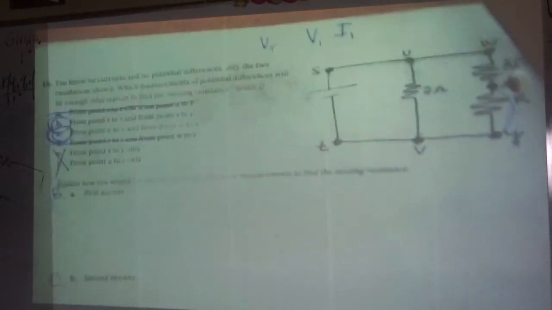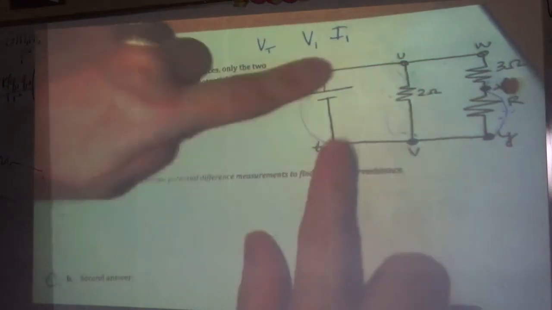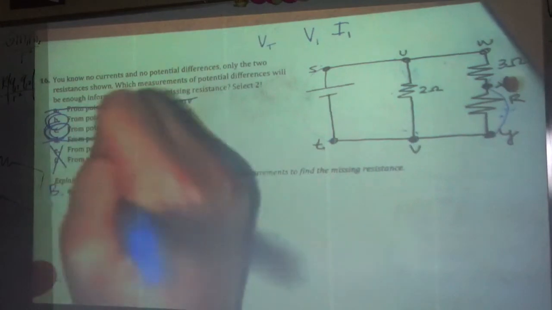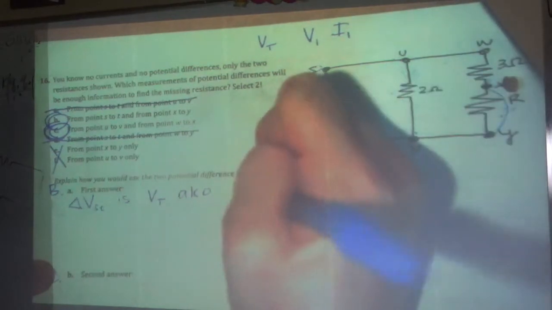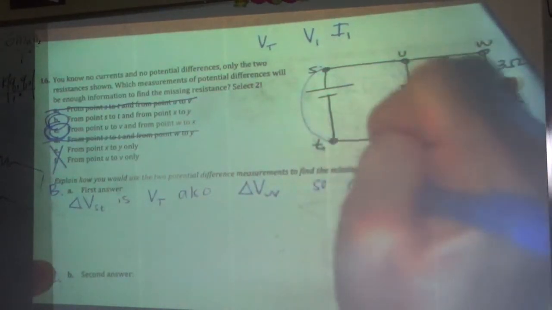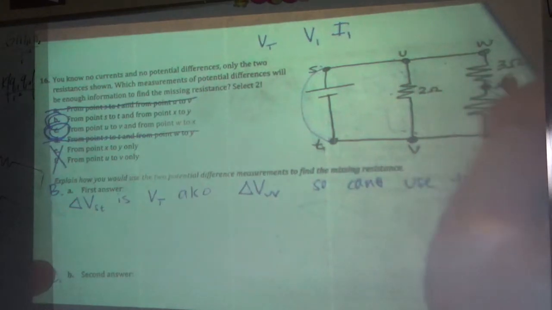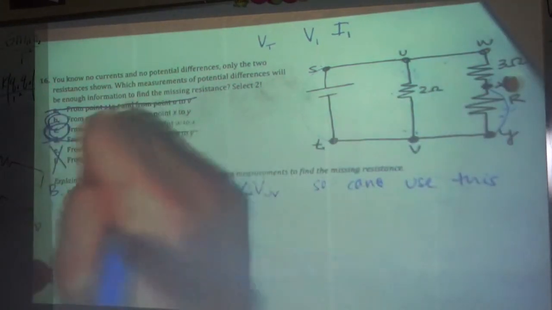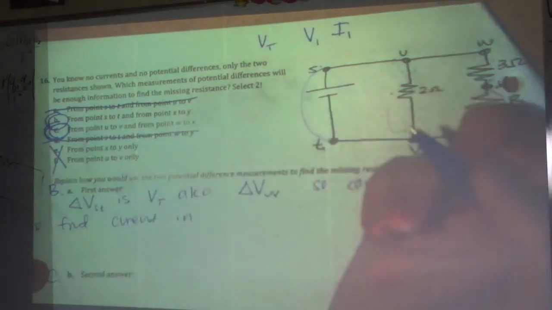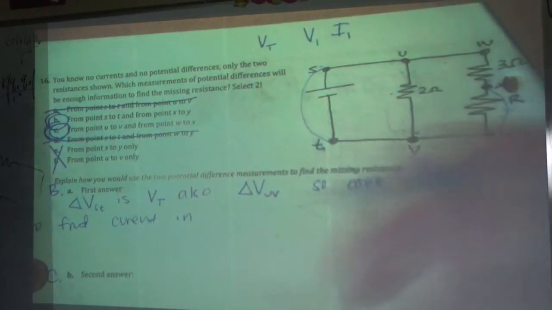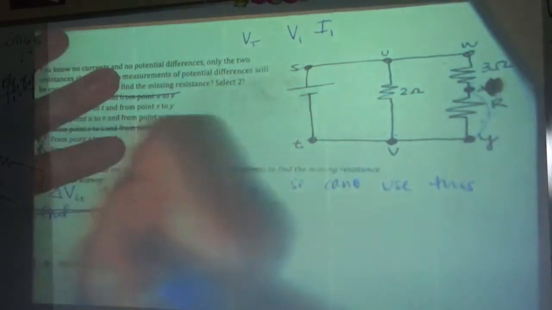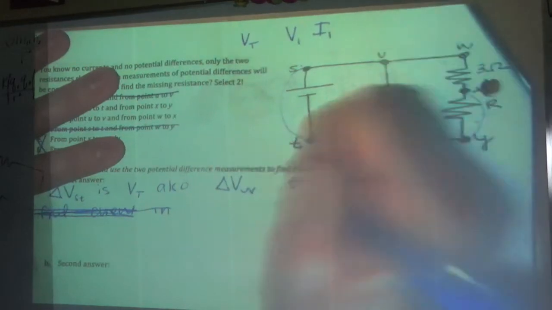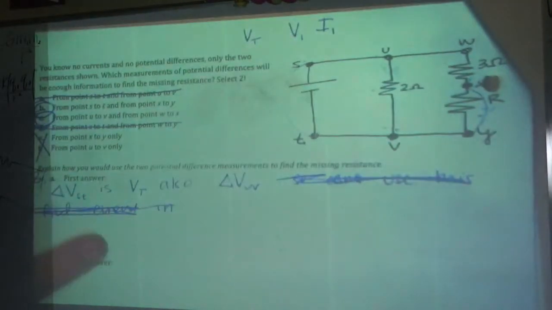So for part B, we said the voltage from S to T. That means V from S to T is V total, and it's also the voltage drop across UV. So you can use this to find the current in the UV. Do we need to find the current? I don't know. We don't need to find this current actually, but we do need to know what that voltage is. So don't worry about that part. Ignore that. We don't need to know this current.